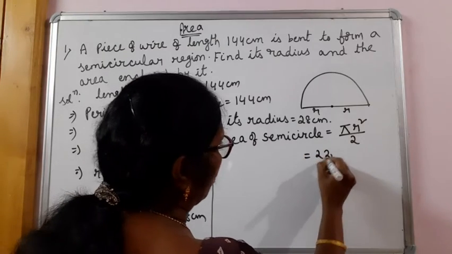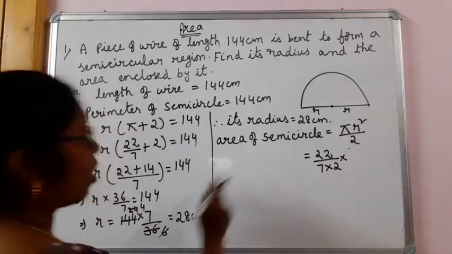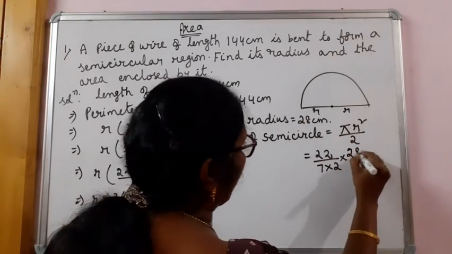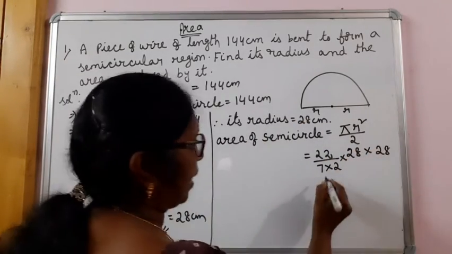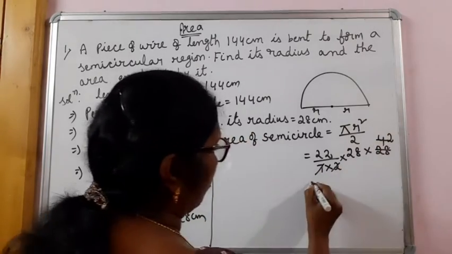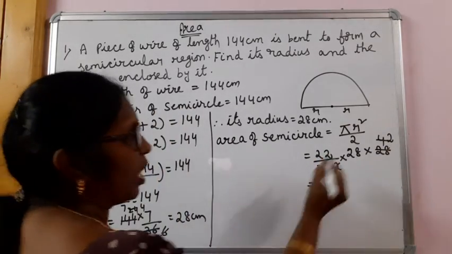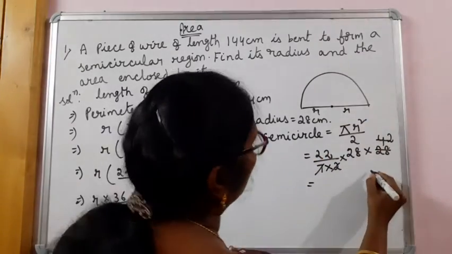Pi value is 22 by 7. This by 2 I am writing here. R square, and we got r as 28, so 28 into 28. 7 4s are 28, 2 1s are 2, so 22 into 28 into 2. 28 2s are 56, into 22.